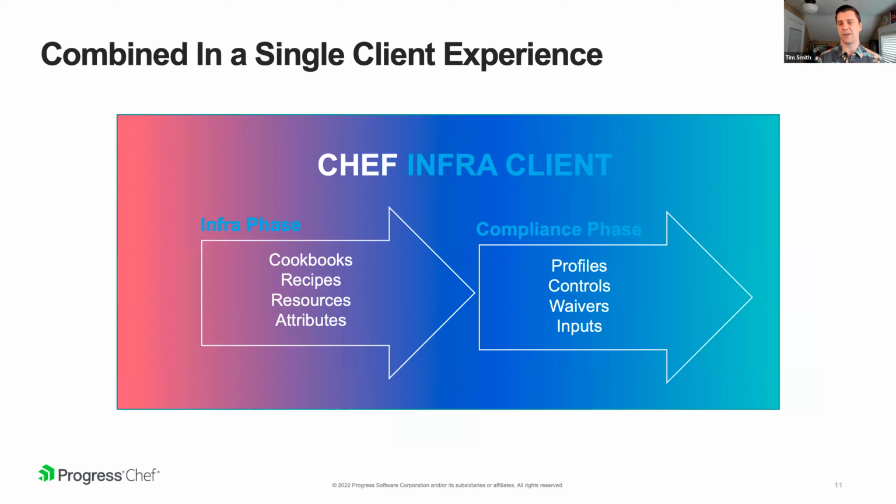The first is the Infra phase, and that's the phase that you're probably familiar with already if you're using Chef Infra client. This is where you're going to go through your cookbooks, you're going to execute recipes, resources, do things like reporting out into Automate. When that's complete, then we're going to kick off into the new compliance phase.